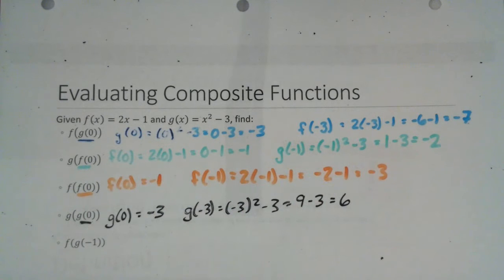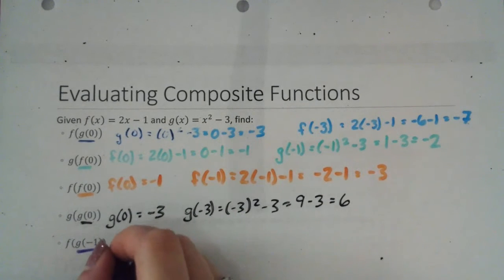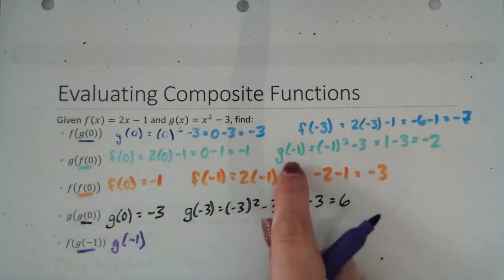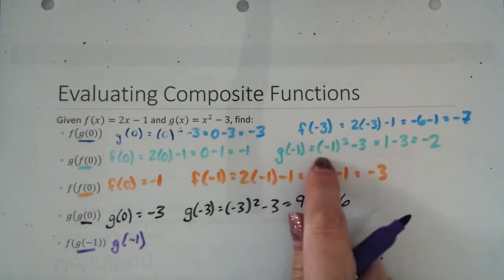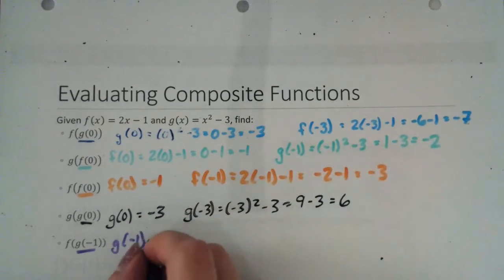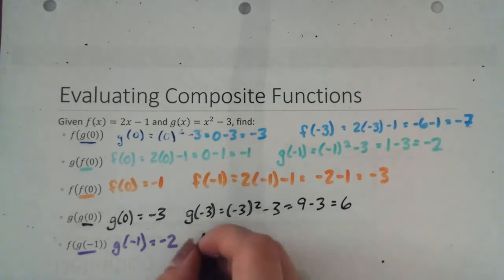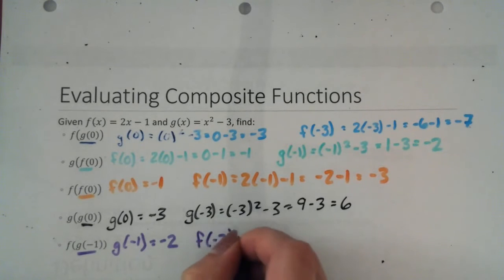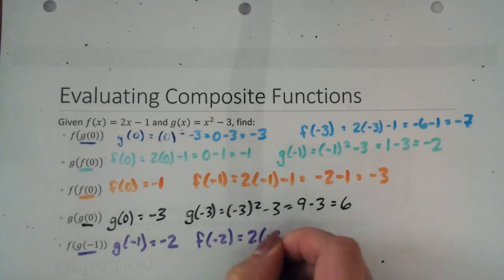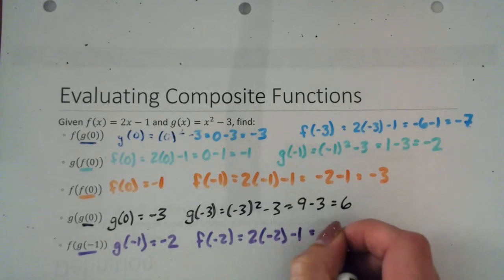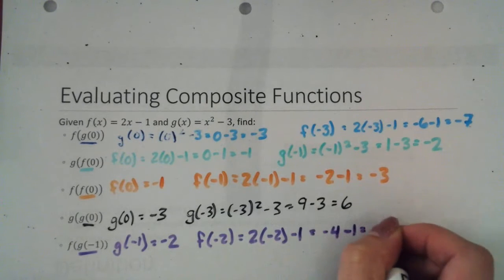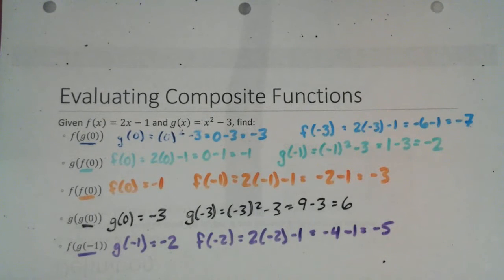Finally, we're looking at f of g of negative 1. Starting on the inside, I need to find g of negative 1. I found that before. G of negative 1 is equal to negative 2. Now I'm going to plug that in for my g of negative 1, and I'm looking for f of negative 2. That's going to be 2 times negative 2 minus 1. And negative 4 minus 1 is equal to a negative 5.